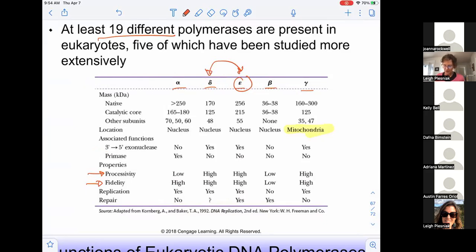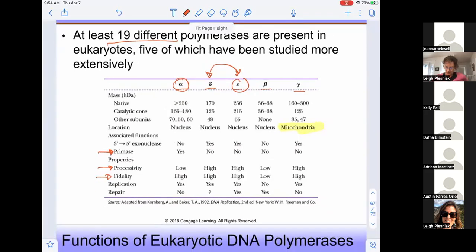And I believe it's delta is the one that has the most processivity. What they don't mention here is PCNA. And then one of these is a primase, that's alpha. So that means that if it has primase activity, that means it can lay down bases without the 3' hydroxyl. So DNA polymerase alpha is the one that is responsible for putting down primers. And delta is the one that copies the genome. And I think epsilon is thought to be involved in repair.